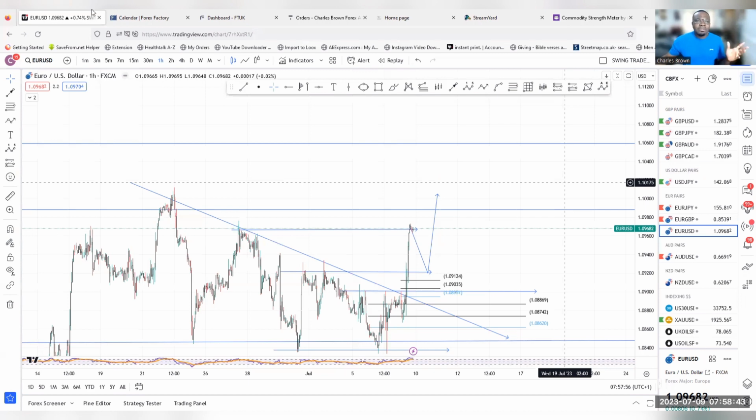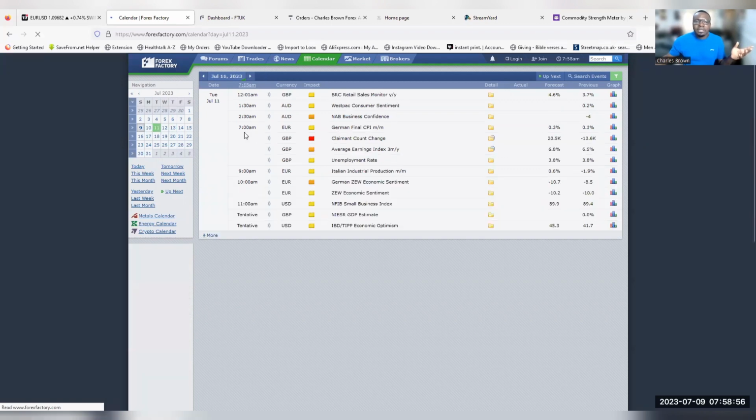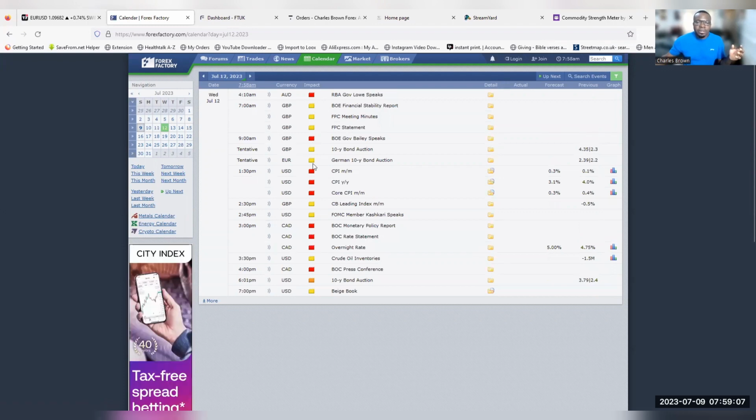Now, what about the fundamentals? Let's look at the fundamentals quickly. On Monday, there's not much to worry about except this guy speaking. All right. Then after that, on Tuesday, we have a 7 a.m. news release. Okay, definitely you have to wait for the news to be released before you trade. And also on Wednesday, we have a lot of news lined up.